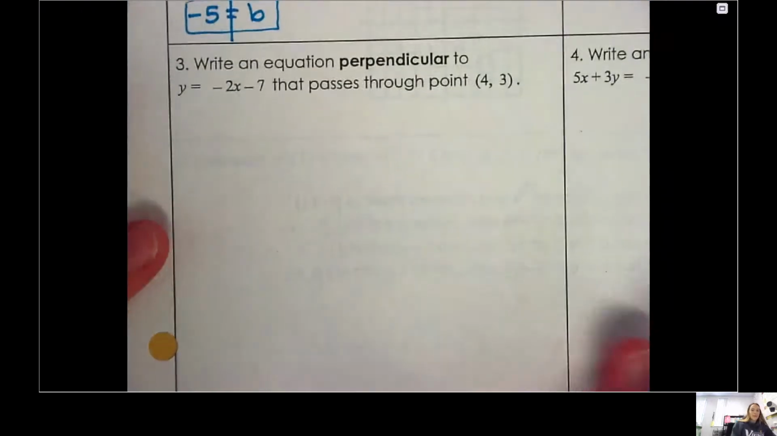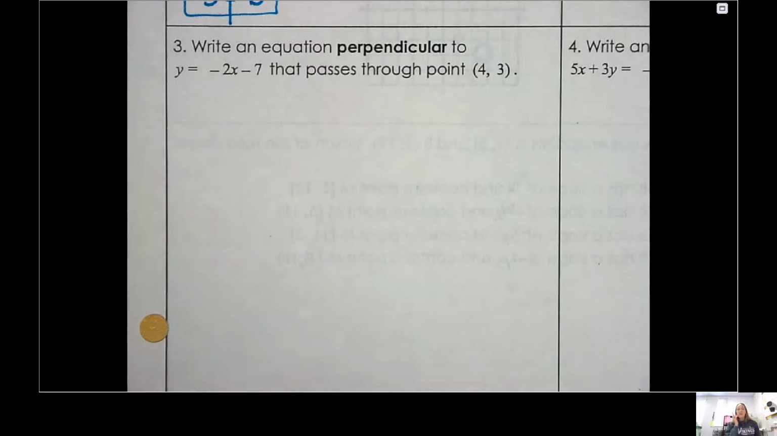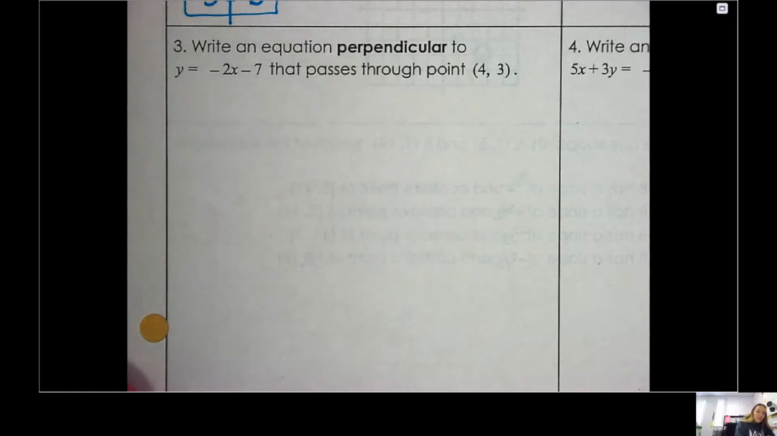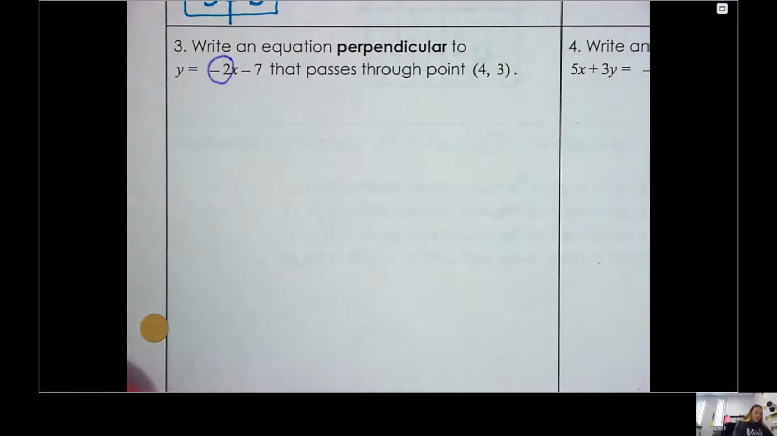Number 3. Now, these are the same type, except this time I'm going to do perpendicular. So that means I'm going to have to take the slope, I'm going to have to take the opposite sign, reciprocal slope. So in this equation, y equals negative 2x minus 7. The slope is negative 2. Now, if you want to make that into a fraction, you can put it over a 1 as well.